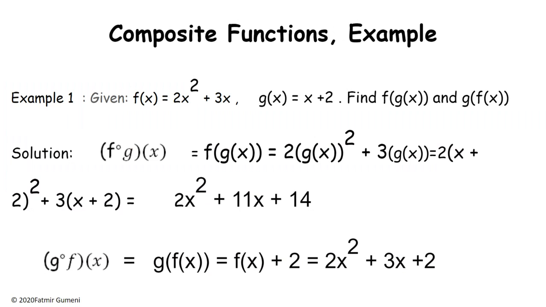Composite function. Example number 1. Given f of x equals 2x squared plus 3x and g of x equals x plus 2, find f of g of x and g of f of x. Solution. F composed g of x is equal to f of g of x, which is 2 times g of x squared plus 3 times g of x. Substitute g of x equals x plus 2 and obtain 2 times x plus 2 squared plus 3 times x plus 2. Perform the operations and obtain 2x squared plus 11x plus 14.